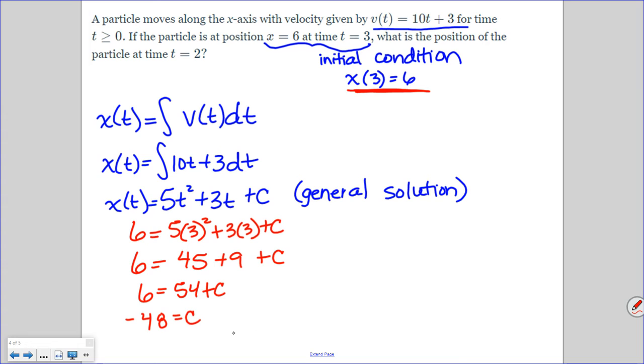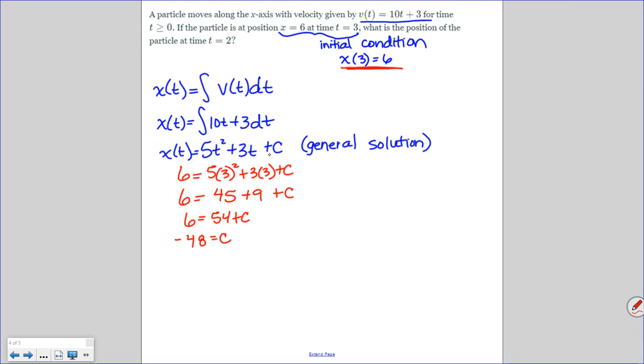for c. So now I know my formula for position is x of t equals 5t squared plus 3t minus 48. That's my formula for position. Did they ask me for that? No, they did not. They asked me what is the position of the particle at time t equals 2. So what they're asking here is what is the position, which is x of 2.